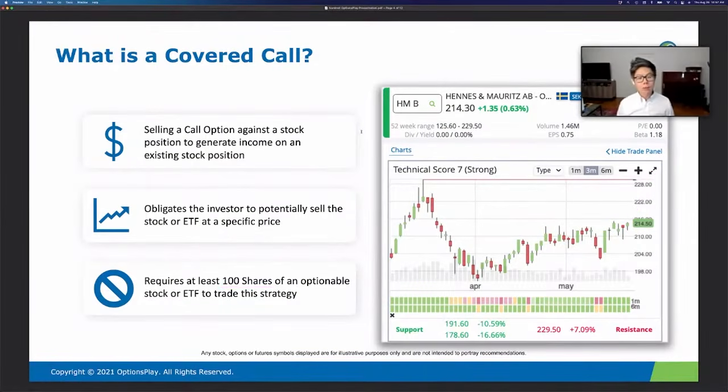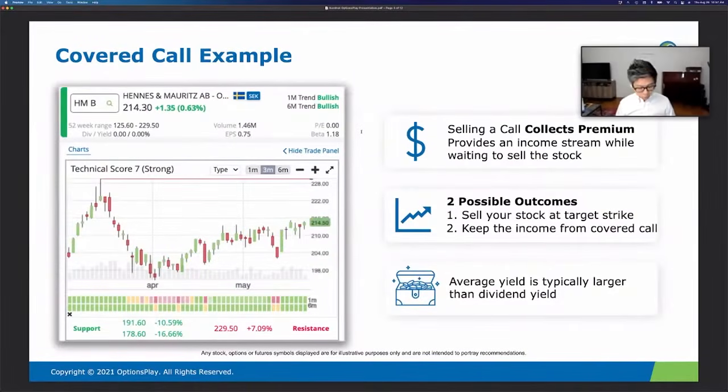But the important part is to understand that when you're selling a covered call, you're going to collect premium, meaning you're going to get paid. And the income stream that you get paid is usually at least 2 to 3 times what you may collect on the dividend as you wait for the stock to rally so that you can sell the stock at a profit.